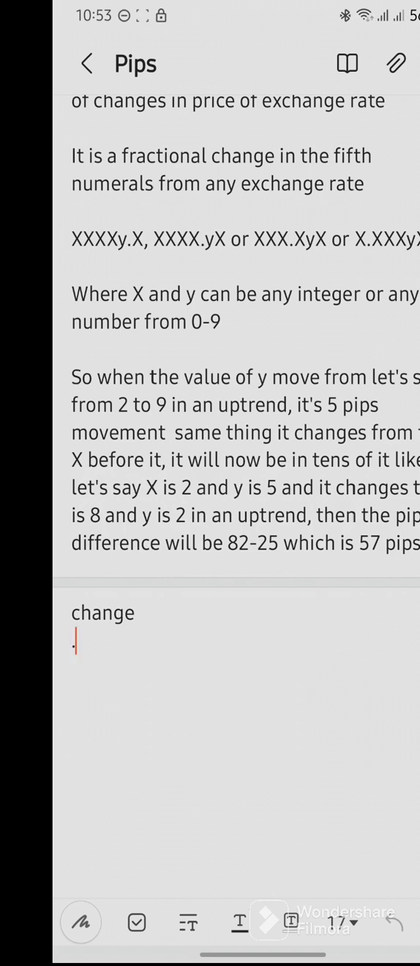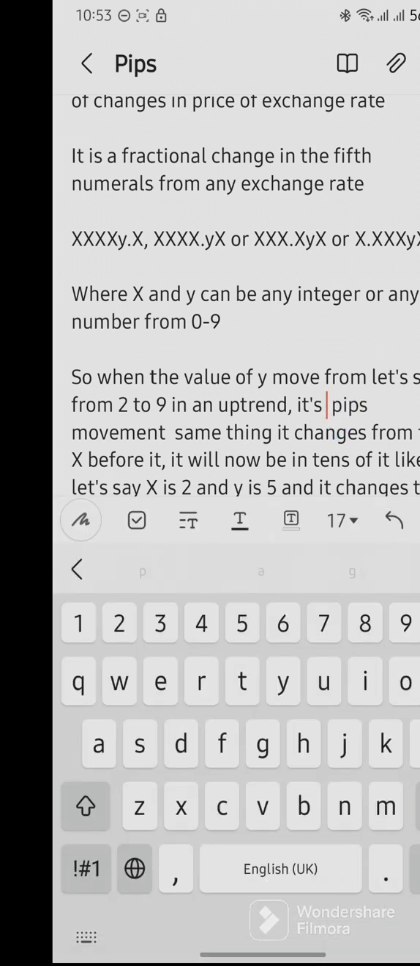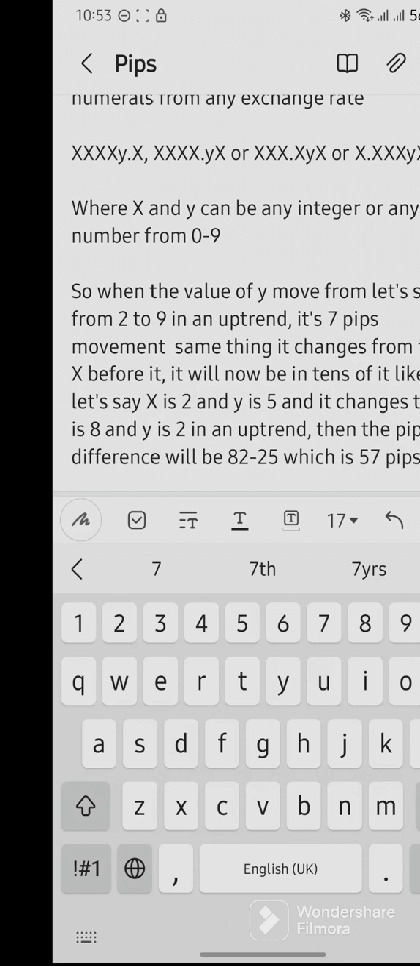So for example, when the value of Y moves from, let's say, 2 to 9 in an uptrend, it is 7 pips. That is a mistake, okay, it's 7 pips movement. Now if you subtract, the other numbers before it, those Xs before it, are not changing. So when the number X also changes before the Y changes, then that will be in tens. For example, let's say X is 2 and Y is 5. Now that should be like 25.